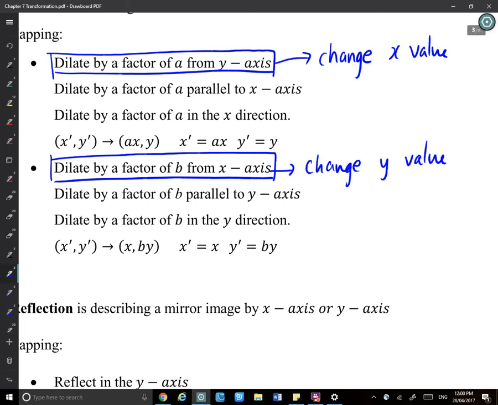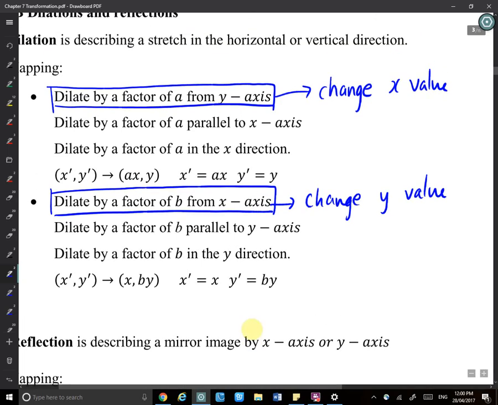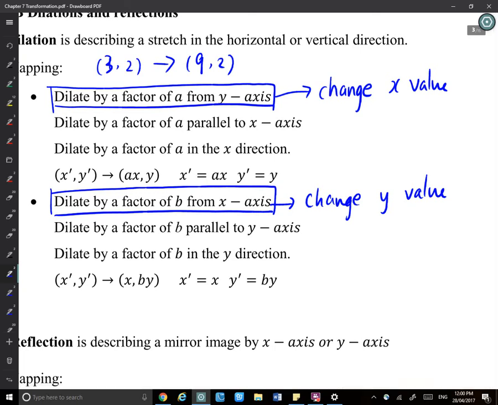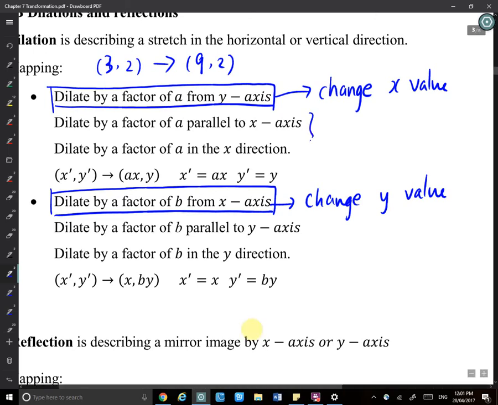Okay, say that I dilate by a factor of 3 from the y-axis. If your original point is, let's say, 3, 2, then the point will become 9, 2. Dilate by a factor of 3 from the y-axis. Therefore, what you can write is x dash equals a times the original x.